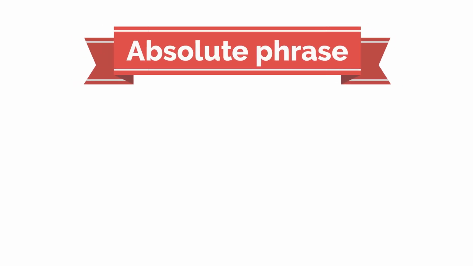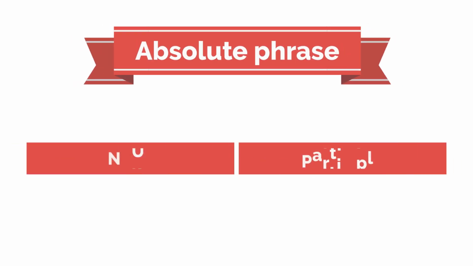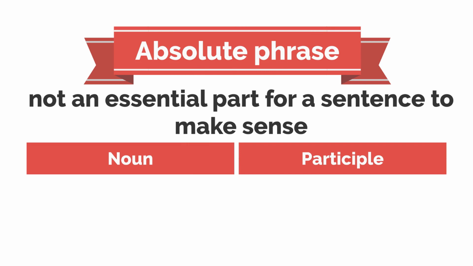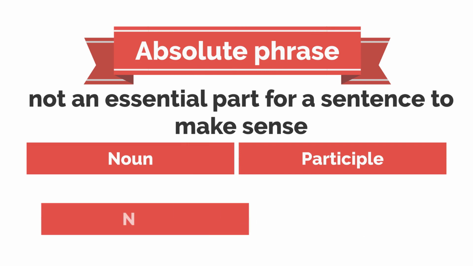An absolute phrase includes a noun and a participle. Absolute phrases are not an essential part for a sentence to make sense. Typically, an absolute phrase includes a noun, an ing verb, a comma, and a complete sentence. However, absolute phrases are an excellent tool for adding details to your writing.